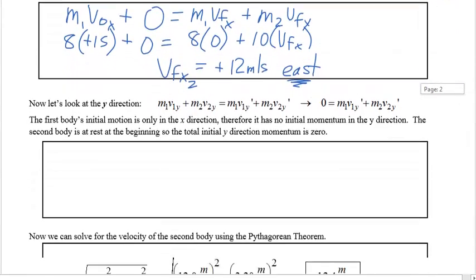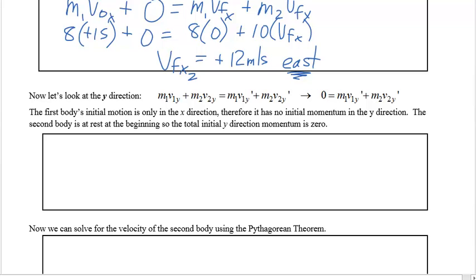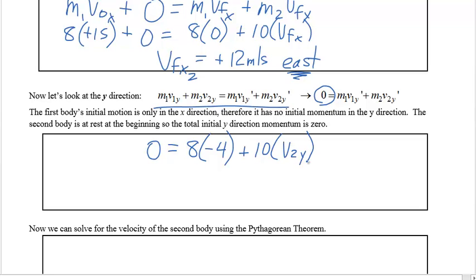So now we're going to look at the y direction. So kind of working along the same line, right, of momentum's conserved, we're just focusing on the y direction. We can see that initially nothing was moving in the y direction. So because nothing was moving in the y direction, there was no momentum. We know afterwards that 8 kilogram ball was moving south, so negative 4 meters per second. And so we can figure out how fast the 10 kilogram ball is moving in the y direction.